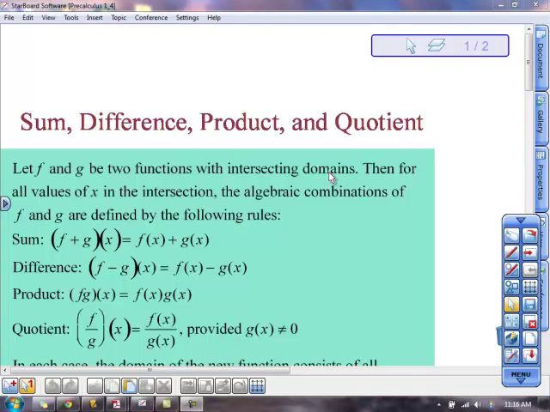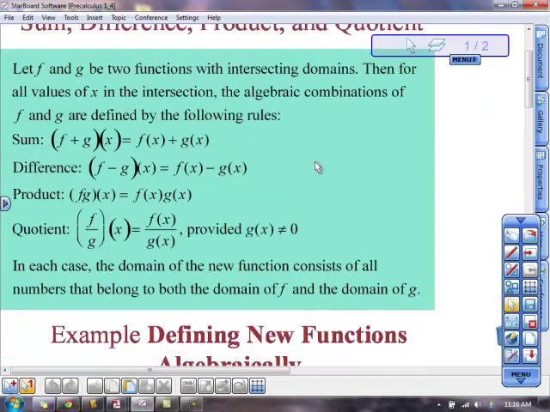All right, we're gonna build functions today. So we're gonna add functions, subtract functions, multiply functions, and divide. It's actually pretty easy to do. If we want to add functions, you just add them together. Okay, you can subtract functions. We're just gonna subtract them.